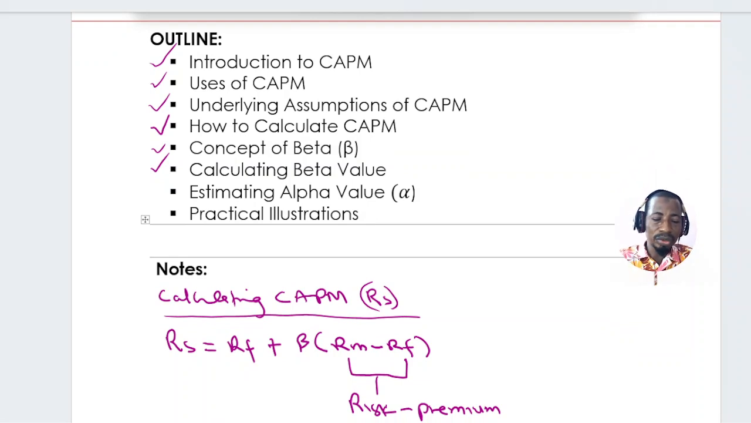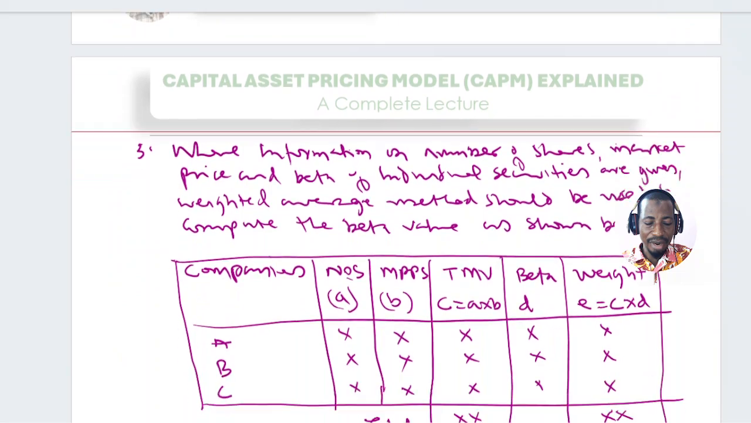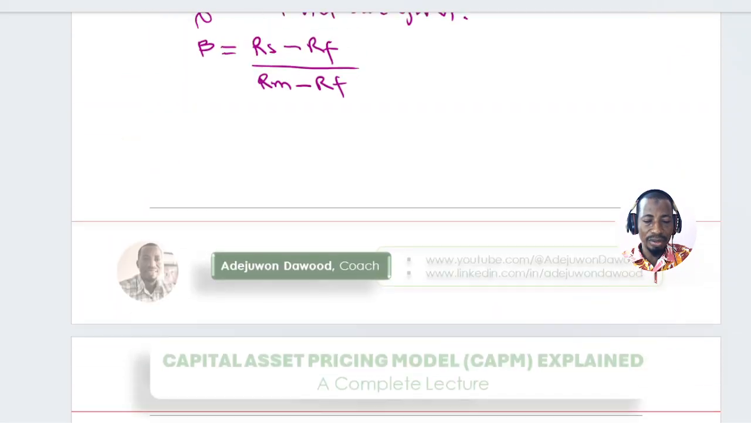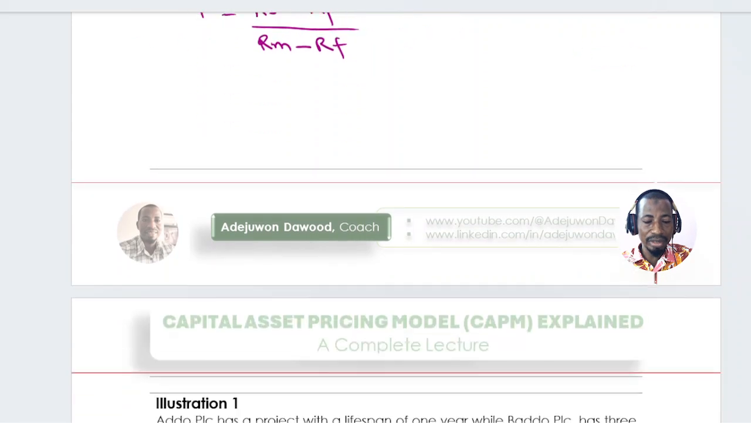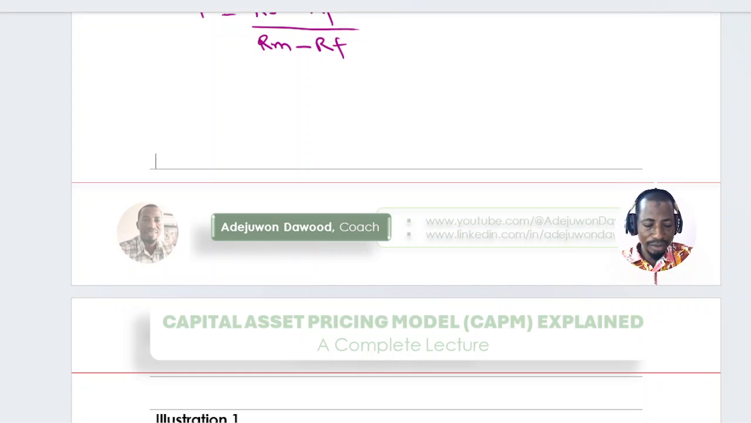So the next item we want to discuss is estimating alpha value. What is alpha? How do you estimate alpha? So alpha represents the difference between expected return and required return of an asset, or the difference between expected return and the required return of assets in a portfolio, and it is computed by using the following format.